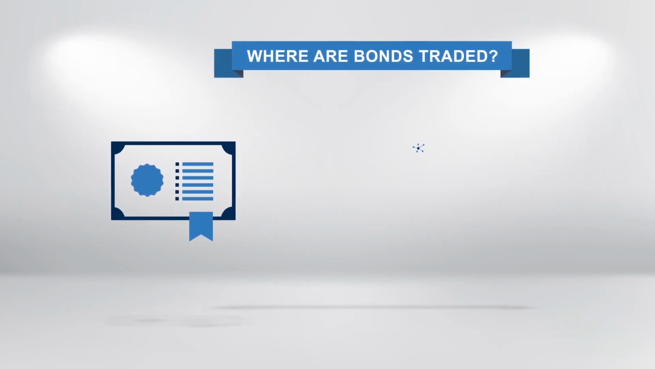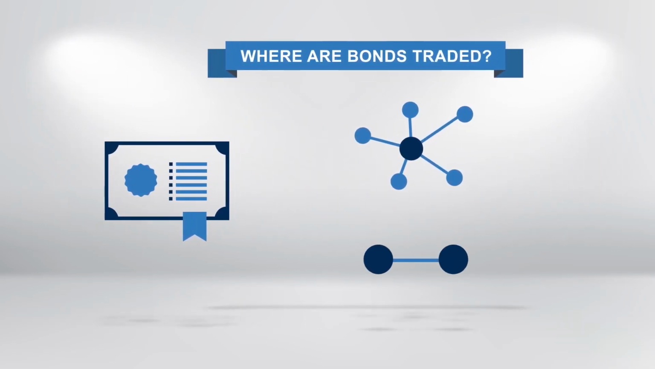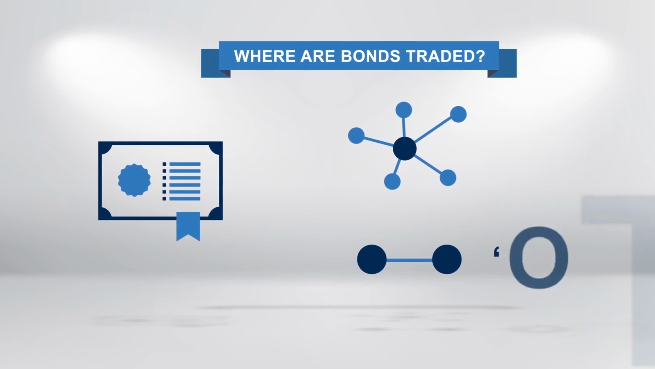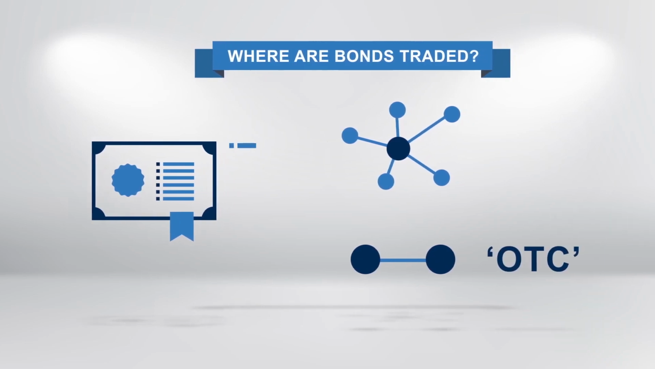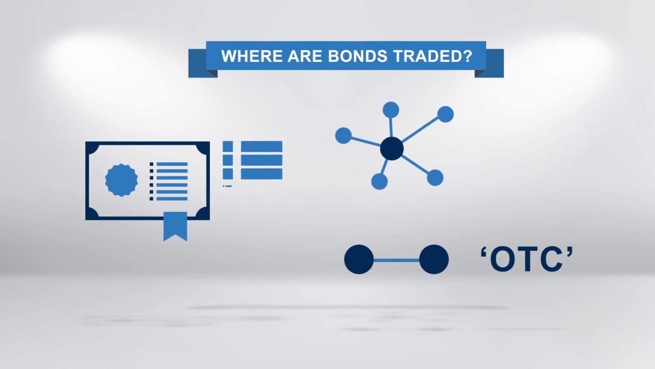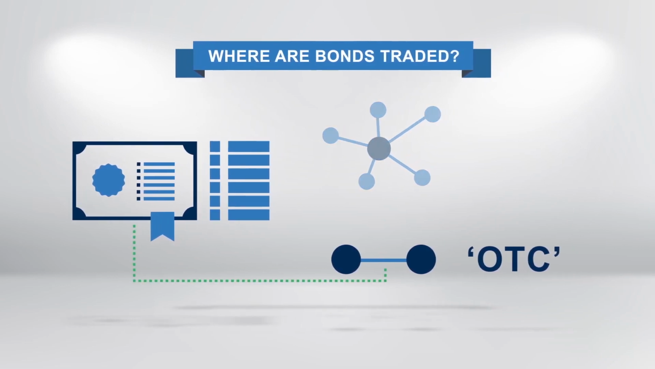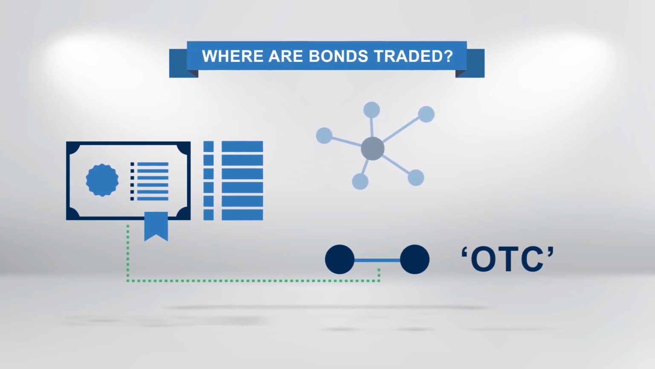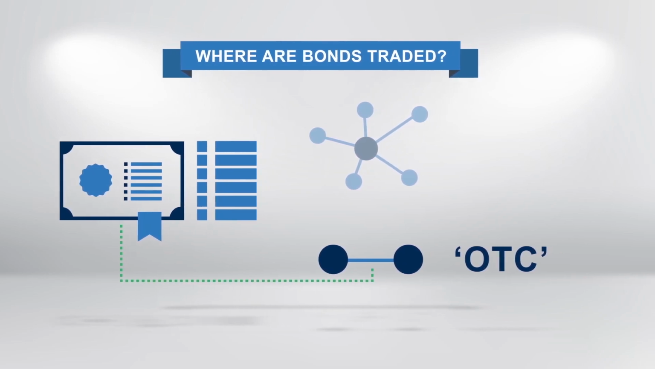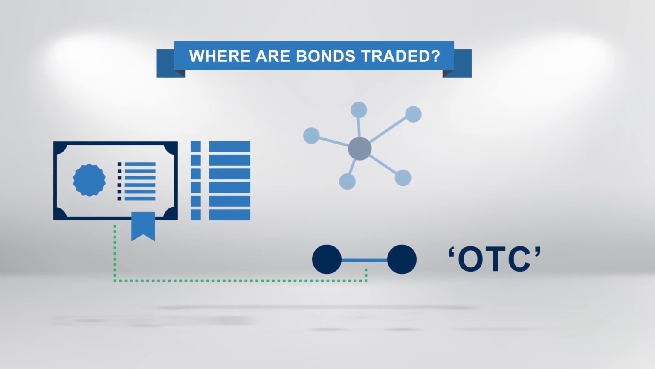Bonds are either traded via an exchange or over the counter, which is also known as OTC. Bonds are usually listed on an exchange, but unlike equities, their liquidity is poor, so the trading is done OTC. In a later chapter, we'll take a closer look at how bonds are traded OTC.